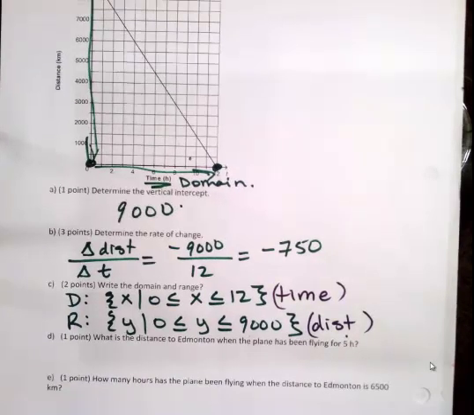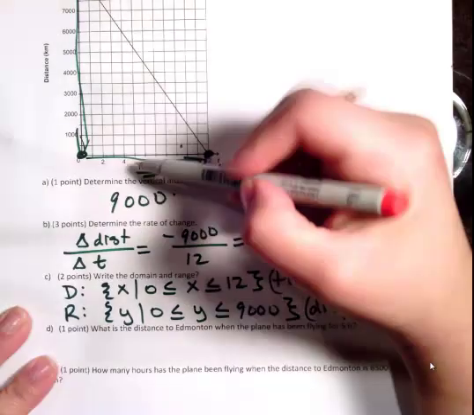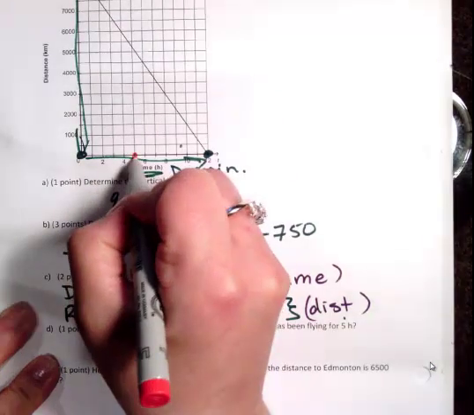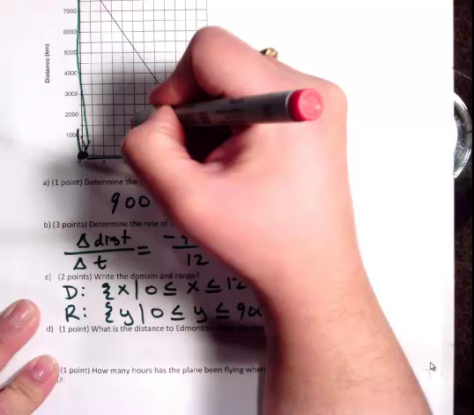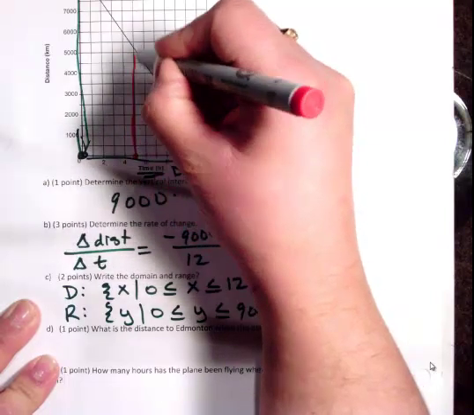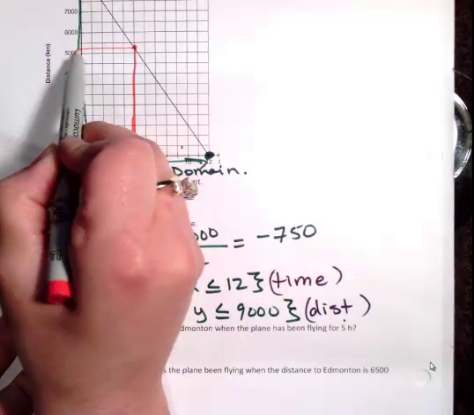Now for 1 point, part D says, what is the distance to Edmonton when the plane has been flying for 5 hours? This is when we have to look at our graph and read some information off of it. So you want to find 5 hours. 5 hours is going to be right over here, between the 4 and the 6. And then we want to go straight up, hit this line, and then read the number right here.